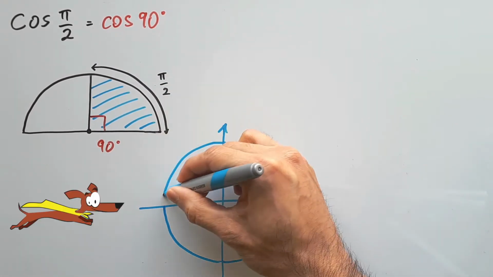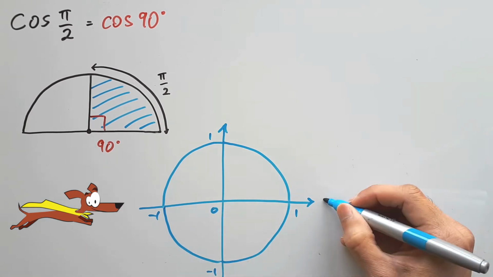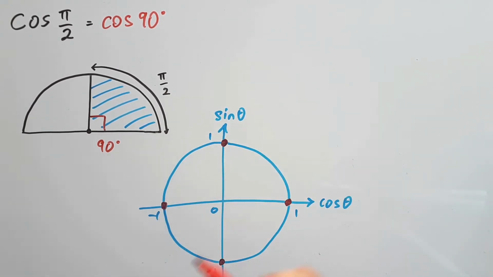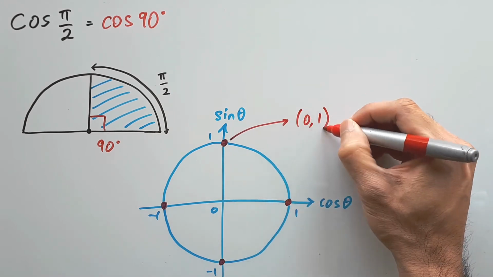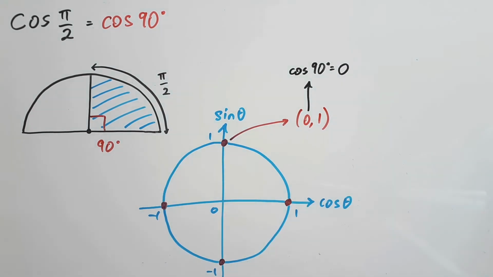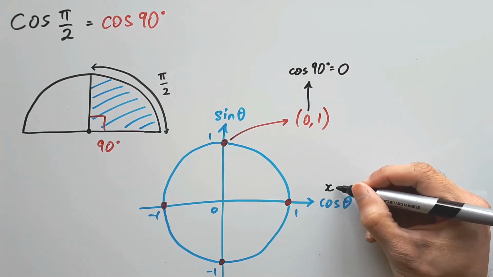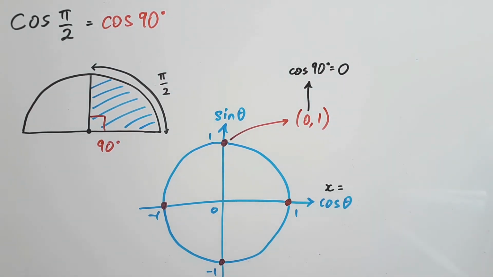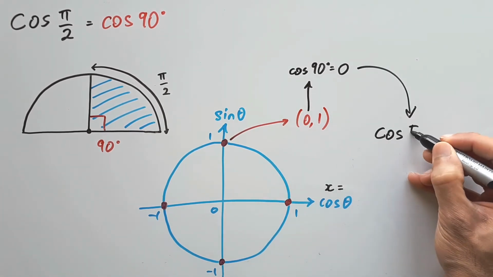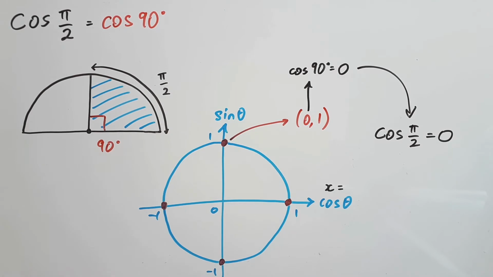If you want to be a pro at drawing the unit circle, always do it in full detail. Once you have it, plot the point at 90 degrees and pick out its x value. The reason for this is because cosine is represented by x on the x-axis. So we can see that cos of 90 or cos of pi on 2 equals 0. Done. Let's try the last one.